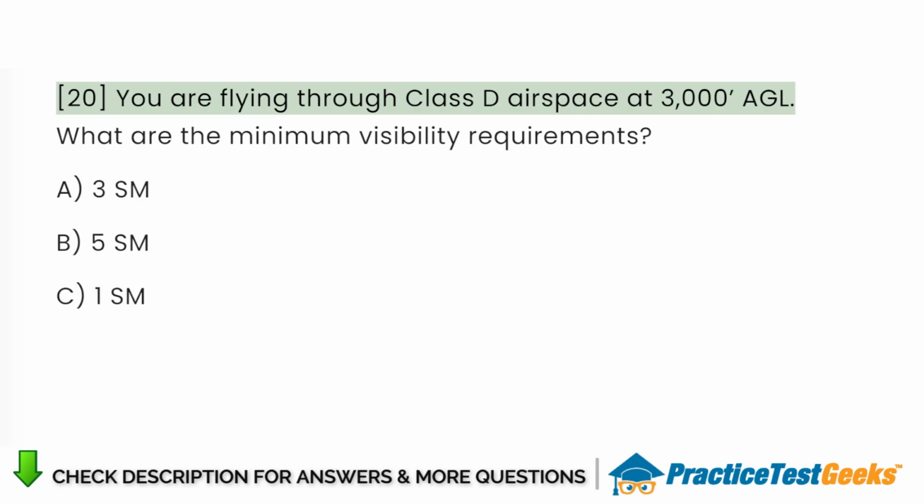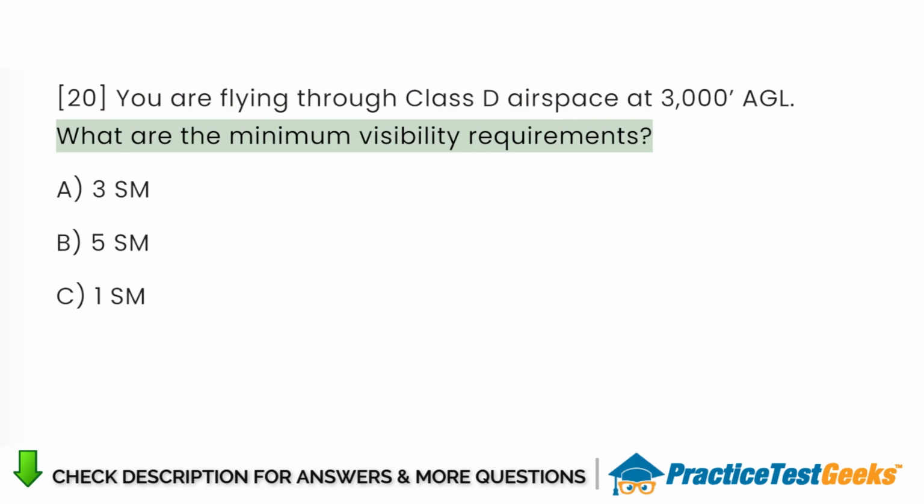You are flying through Class D airspace at 3,000 foot AGL. What are the minimum visibility requirements? A. 3 sm. B. 5 sm. C. 1 sm.